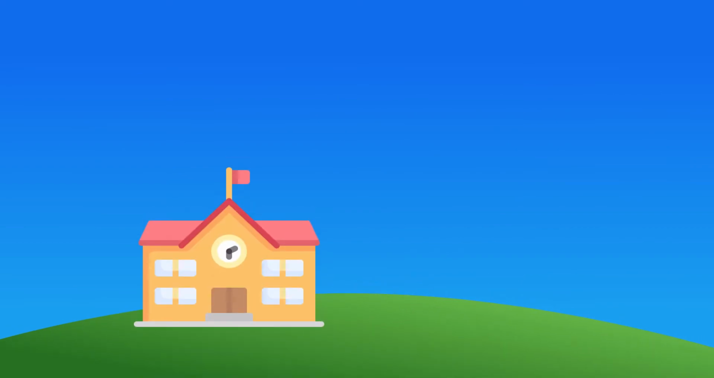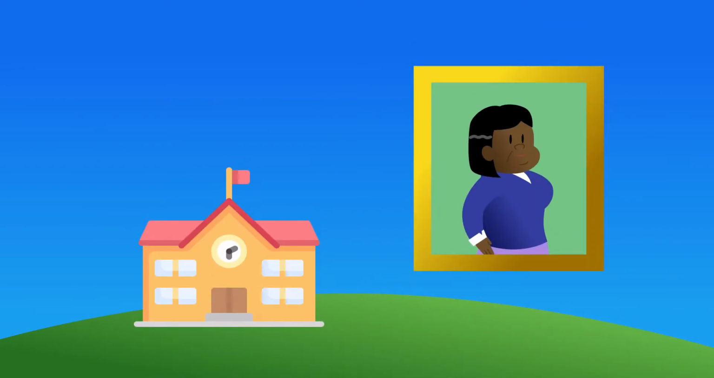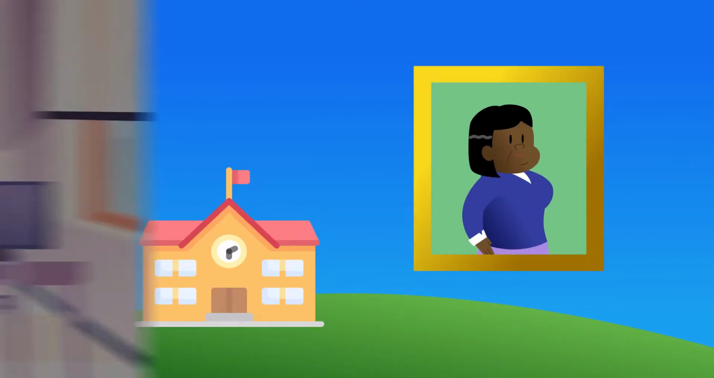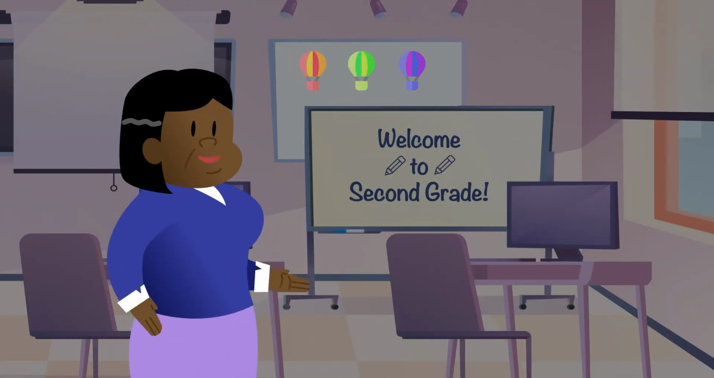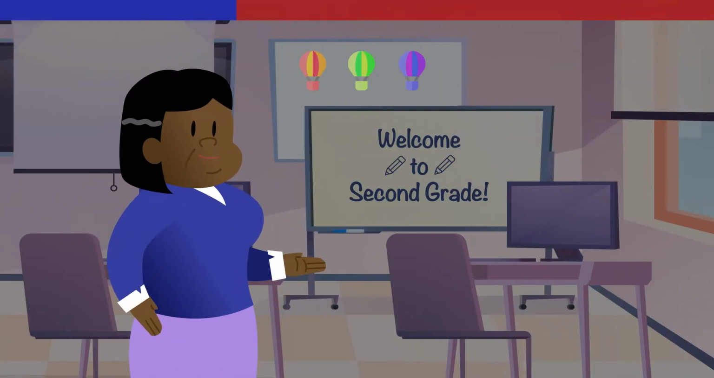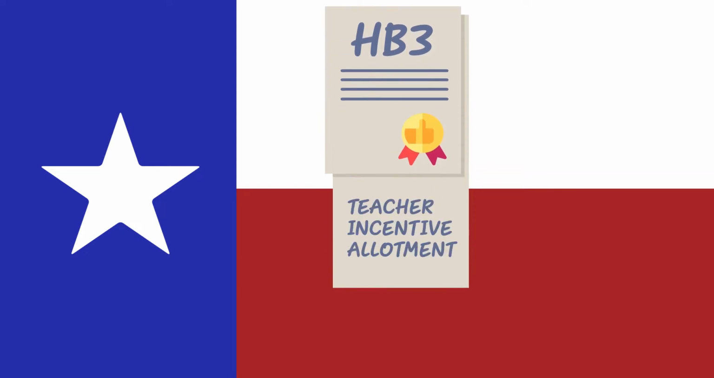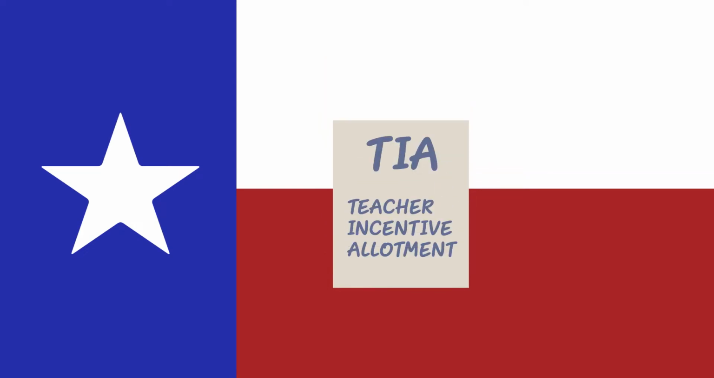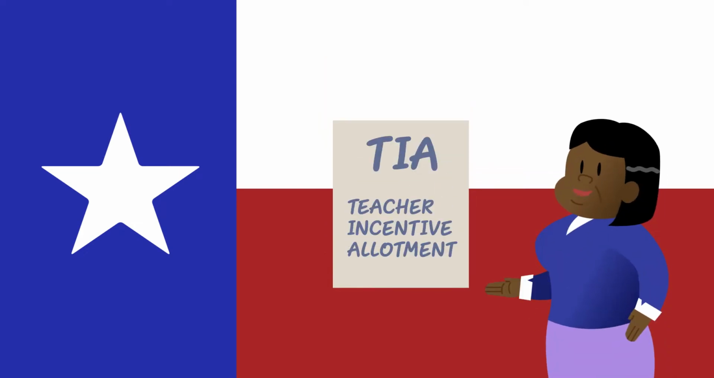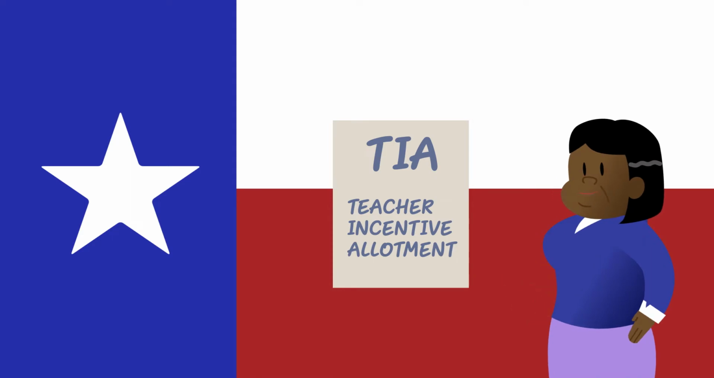Mrs. Johnson is in her 15th year of teaching second grade at her elementary school. And I'm extra excited to be back at school this year. Why? Because Fort Worth ISD is participating in the Teacher Incentive Allotment. And my teaching assignment is eligible. Here's how the TIA can work for her.